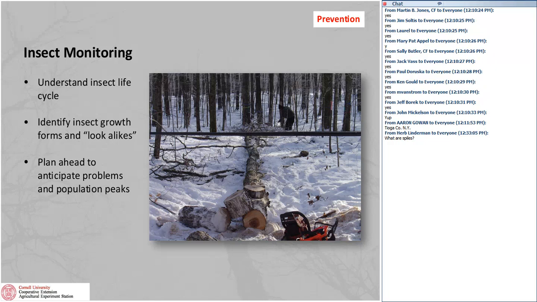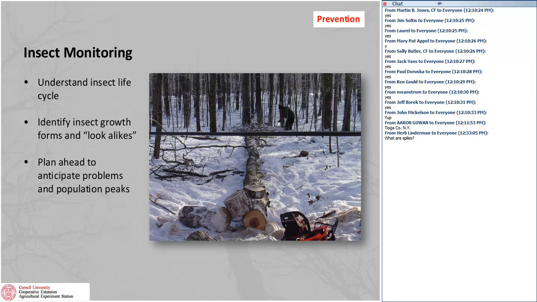So learn and study the insect, understand its life cycle, know what aspect of that insect you're going to be looking for. So you have to understand the insect. The picture here is showing a sugar bush, and this was back in, I'll say, 2006 or 2007. This was on one of the Cornell sugar bushes near Ithaca, and we knew that there were some forest tent caterpillars.